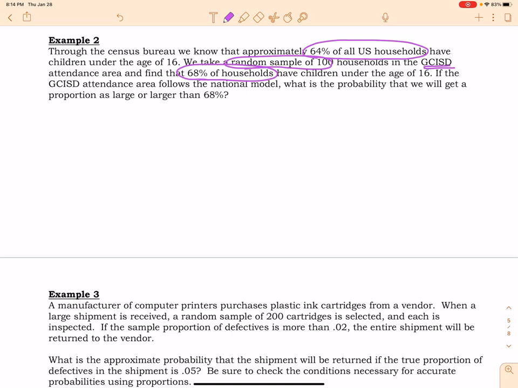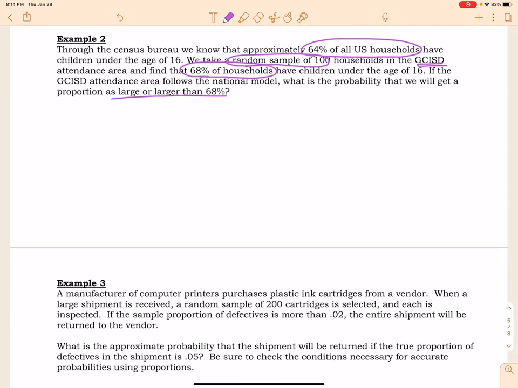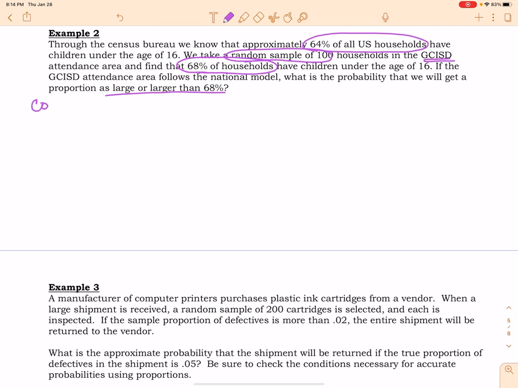If the GCISD attendance area follows the national model, what is the probability we will get a proportion as large or larger than 68? Okay, so for this particular problem, we're looking for a probability. The normal model would be a great way to go about this, but before we can do that, we've got to determine if our conditions are met. So what we're going to do is write out our conditions over here.